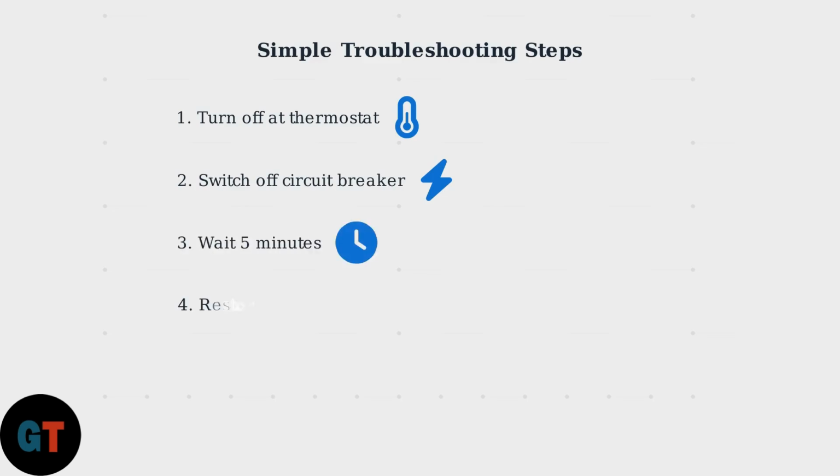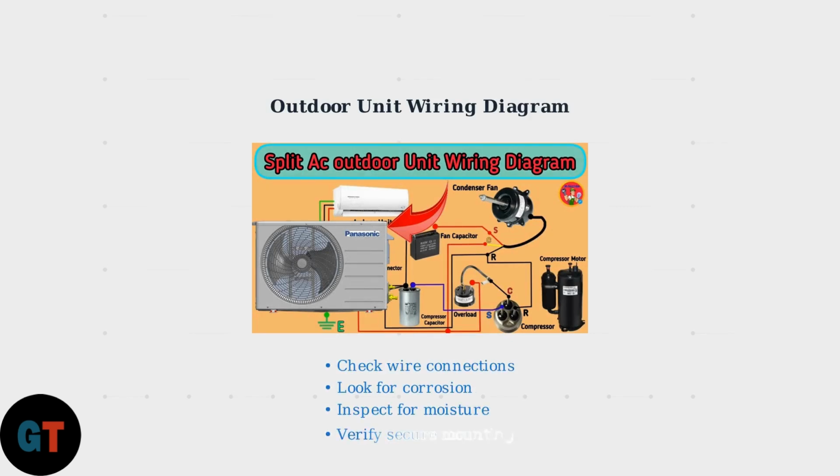Turn off your AC at the thermostat, then switch off the circuit breaker for exactly 5 minutes. This allows the system to fully discharge and reset its communication protocols. Next, perform a visual inspection of your outdoor unit. Look for obvious signs of damage like loose wires, corrosion, or moisture infiltration. Here's what a typical outdoor unit wiring setup looks like.